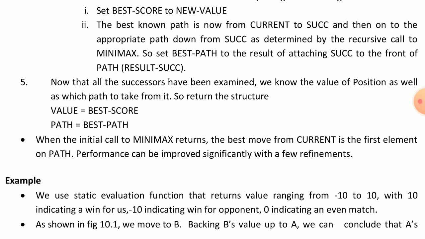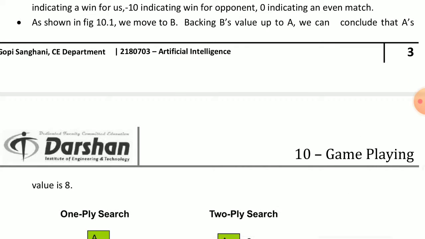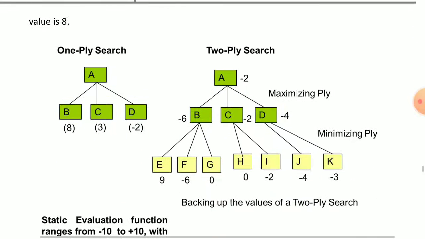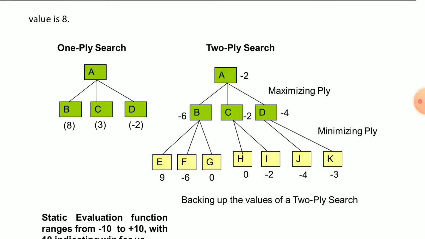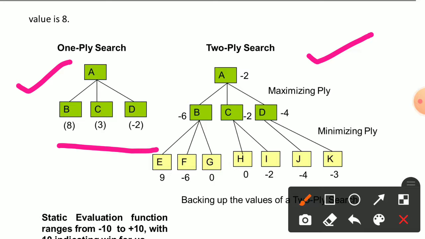So as shown in figure 10.1, we move to B, and taking B's value up to A, we can conclude that A's value is 8. Here we can consider the diagram. Here we can consider the limit 10 to minus 10, okay, and 1 play search and 2 play search are given. So in this example, first we can take A to BCD, but here we can select the values B 8, C 3 and D minus 2, okay.